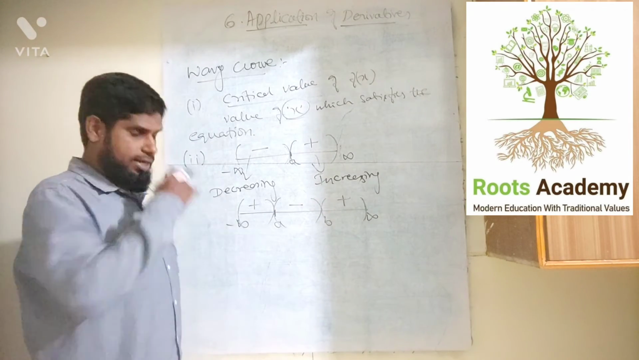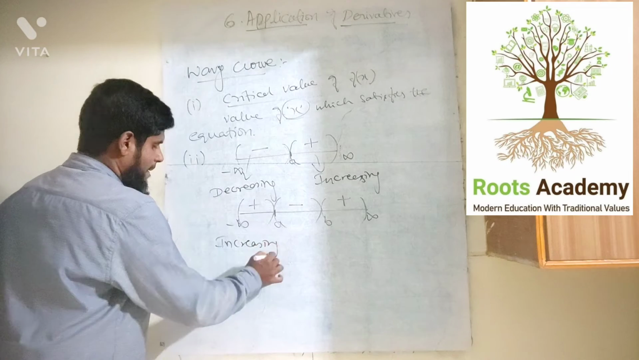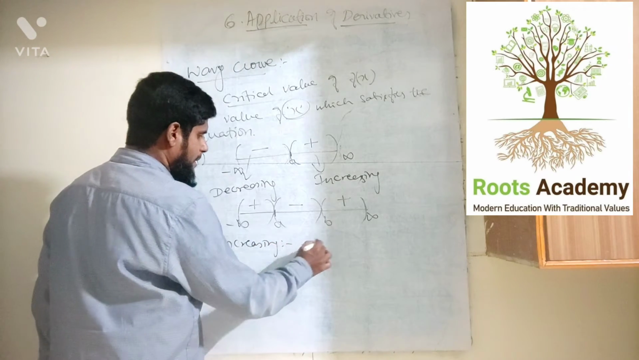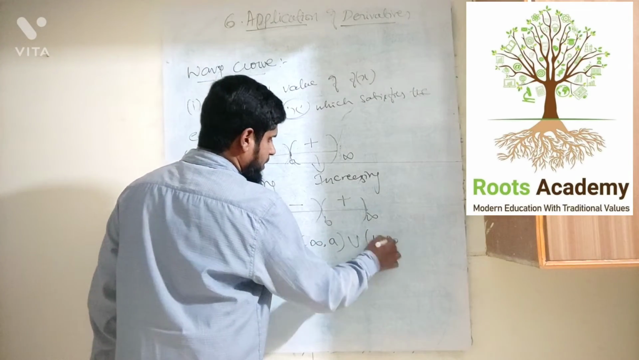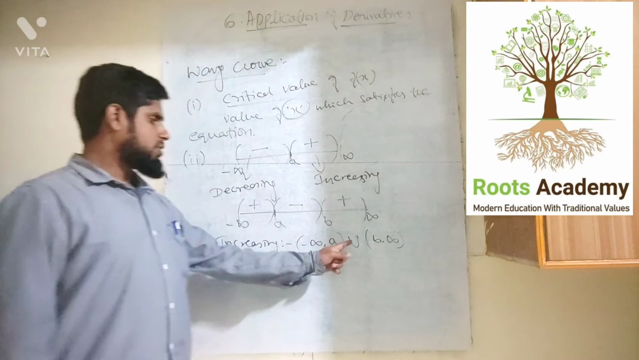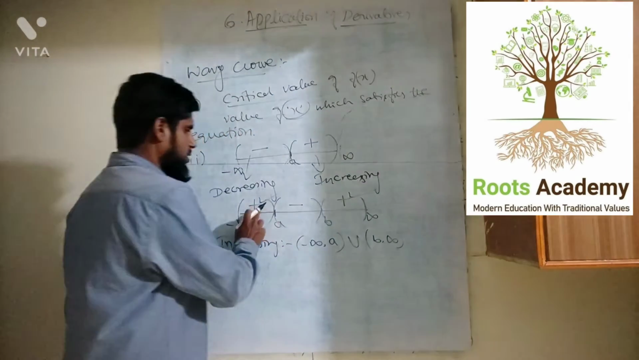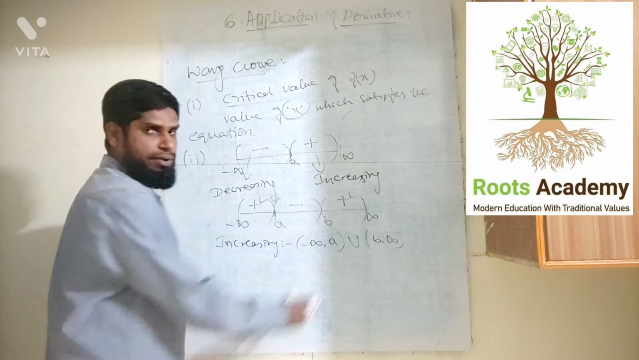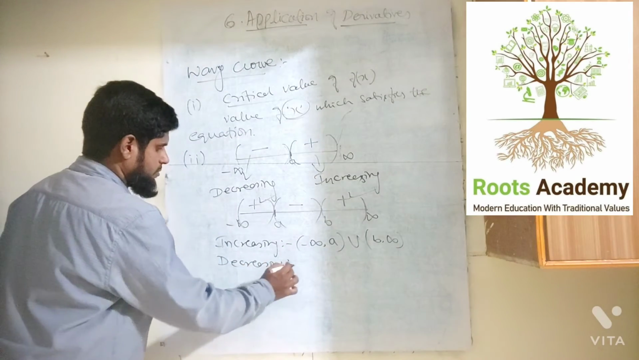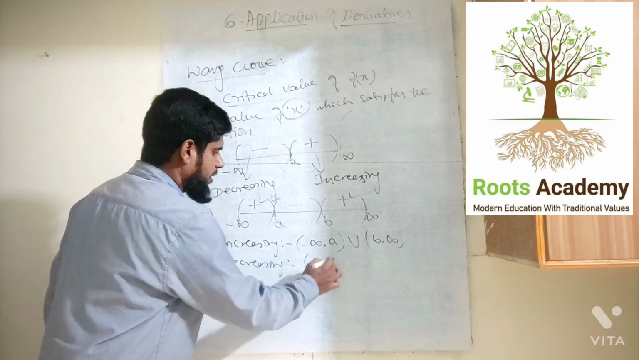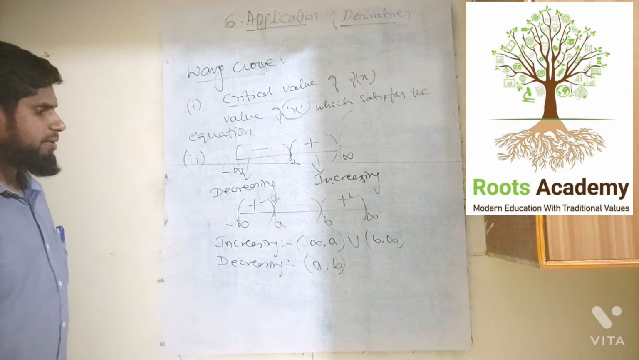Then how should I write exactly further? It is increasing in the interval minus infinity comma A union B comma infinity, where we use the symbol union, because we need this as well as this, both the intervals, so we will take union. And it is decreasing in the interval A comma B. Decreasing in the interval A comma B.